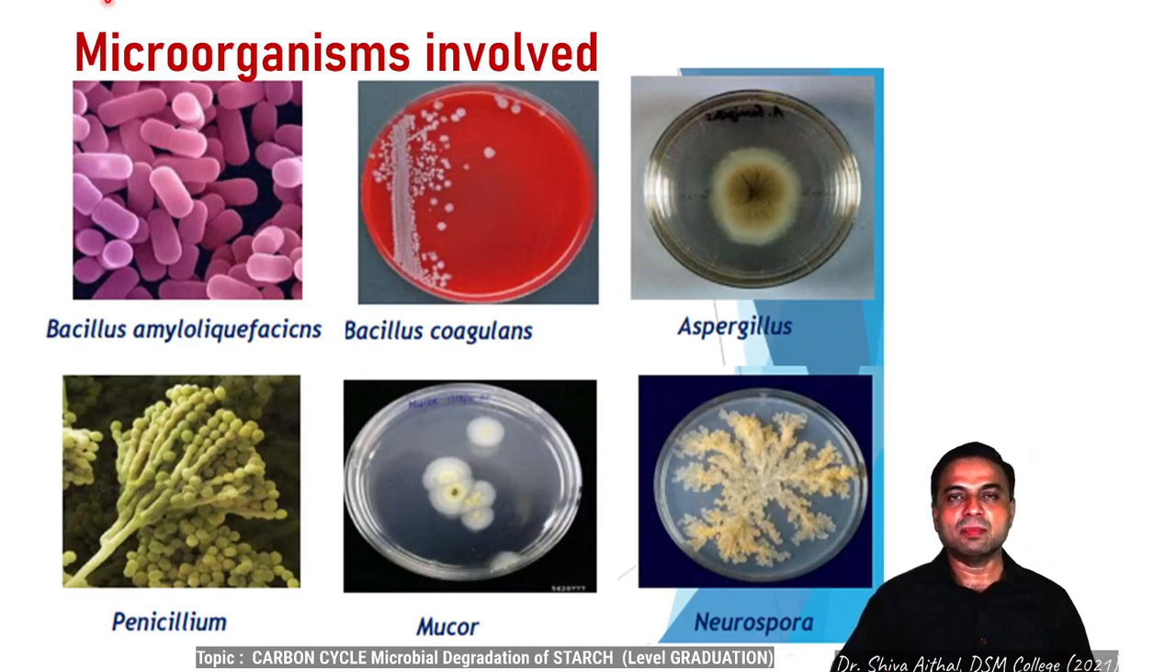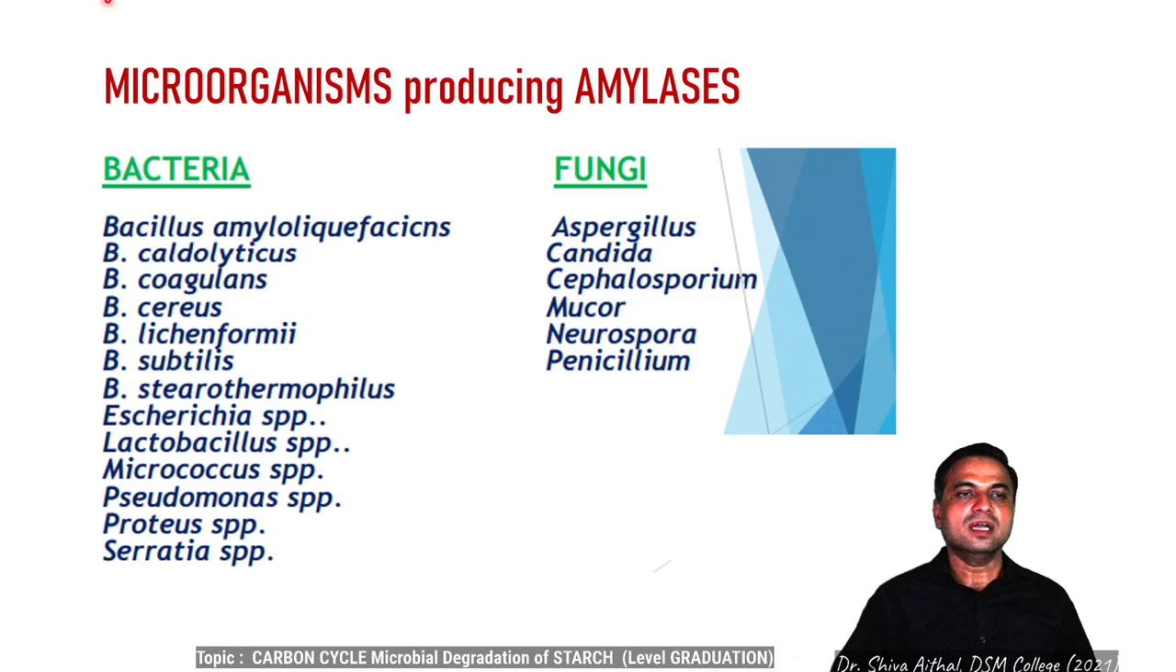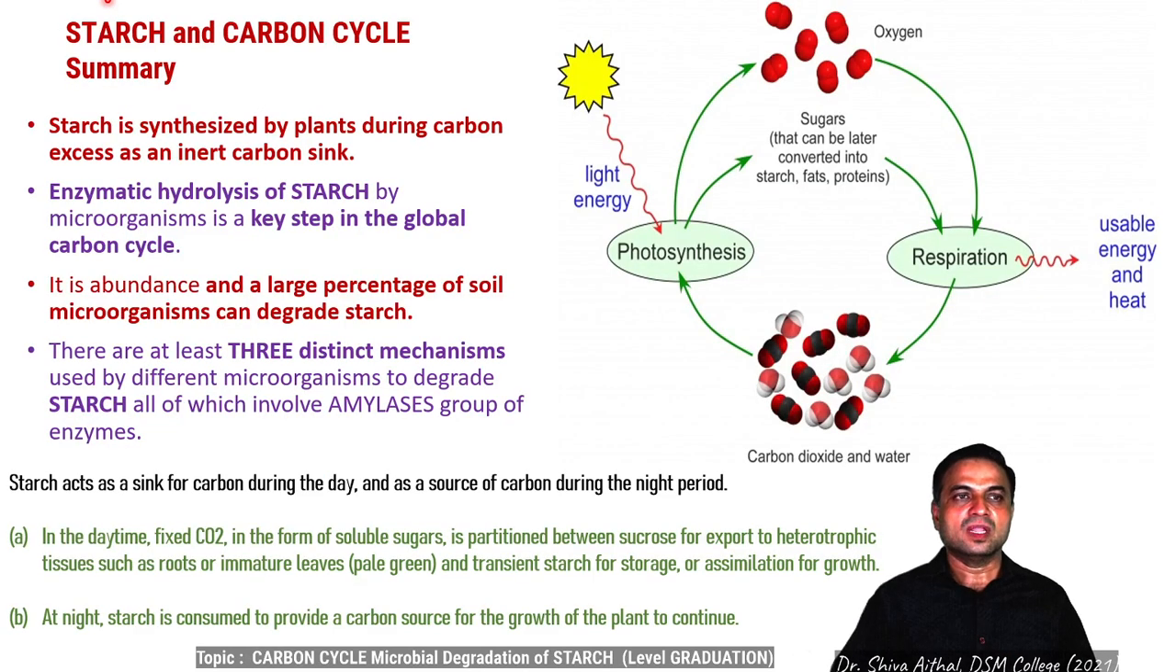So Bacillus amyloliquefaciens, Bacillus coagulans, Aspergillus, Penicillium, Mucor, Neurospora, etc. And this is a list of fungi and bacteria. As I said, you can just pause this slide here and go through the list. Just pass it through your brain and you will find that Bacillus species amongst bacteria dominate amylase enzyme production.